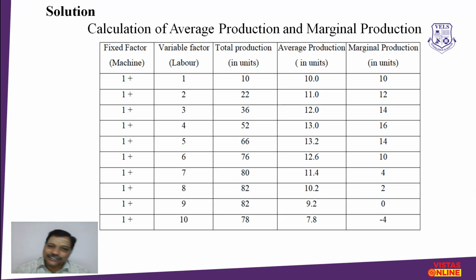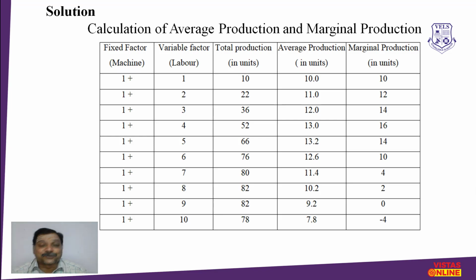The third column is also given in the sum. So the first laborer produces 10 units. The total production is 10. When the second laborer is employed, it increases to 22. When the third laborer is employed, the total production is 36. Likewise, it is increasing with subsequent employment of laborers: the total production increases as 52, 66, 76, 80, 82, 82 again, and 78. So, the first three columns are given in the problem itself.